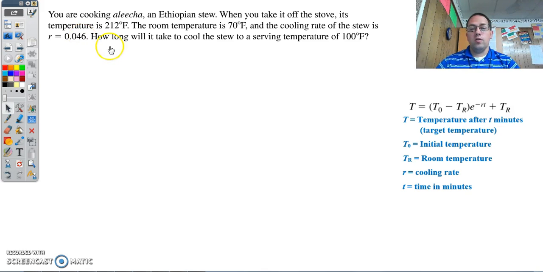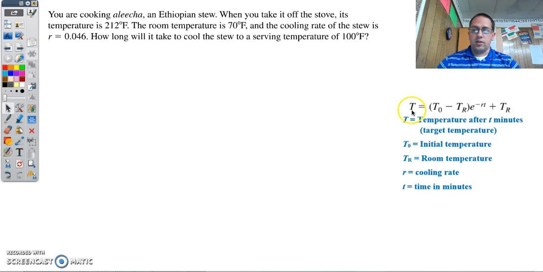We want to know how long it is going to take this stew to cool down to a serving temperature of 100 degrees Fahrenheit, because that's nice and warm. Right now this is going to burn our tongue, so we're going to get it cooled down. What we're going to use is Newton's law of cooling, which is a nice little exponential equation here.